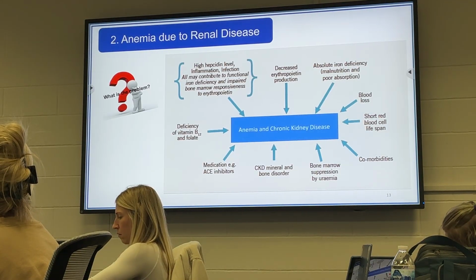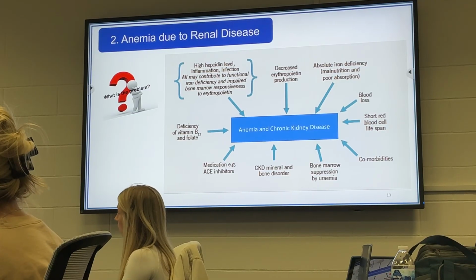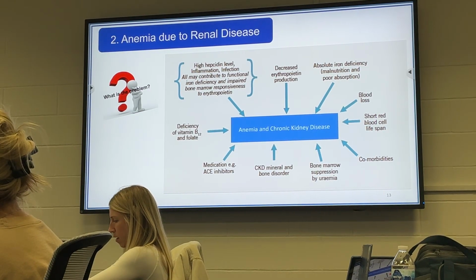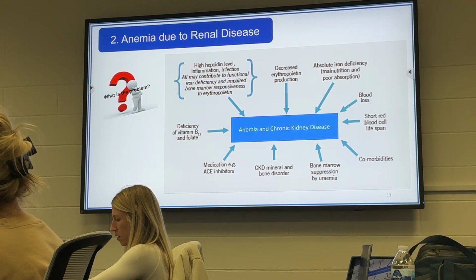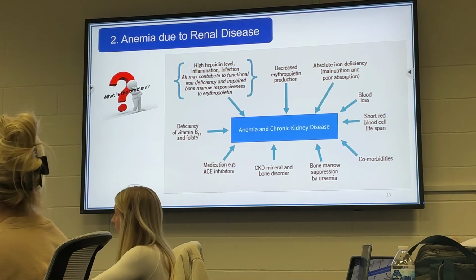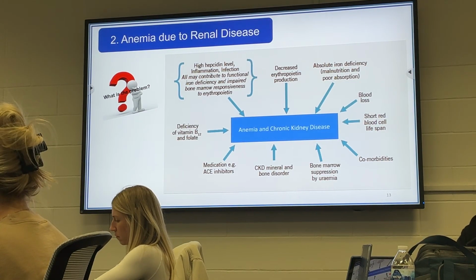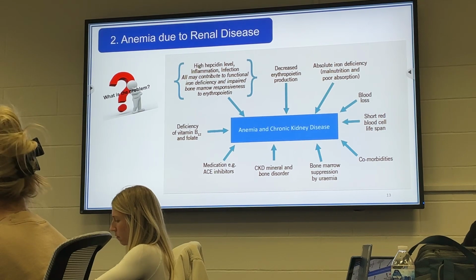Next, anemia due to renal disease. As you know, the kidneys produce what hormone? Erythropoietin. We talked about that last week. Because of the kidney disease, you don't have enough erythropoietin produced, and therefore not enough red blood cells get produced, therefore low hemoglobin. We covered all that last week.